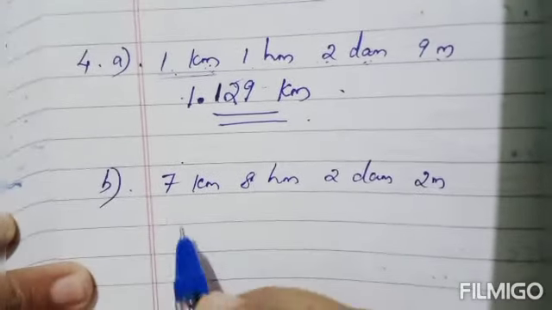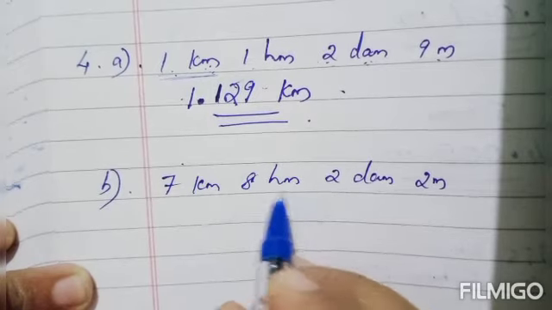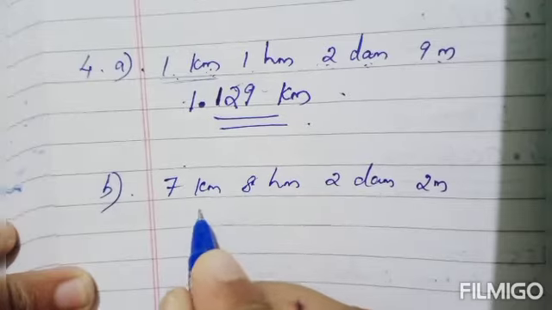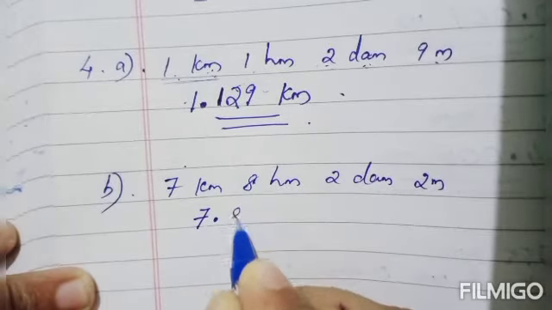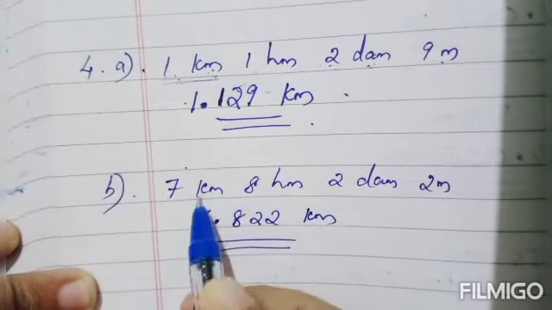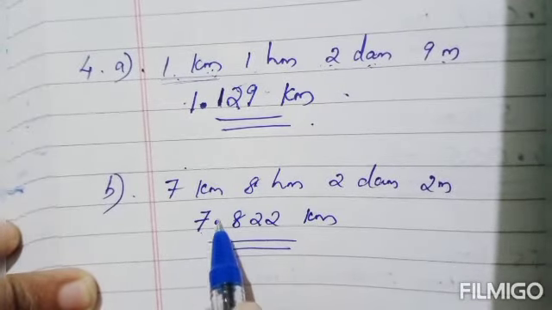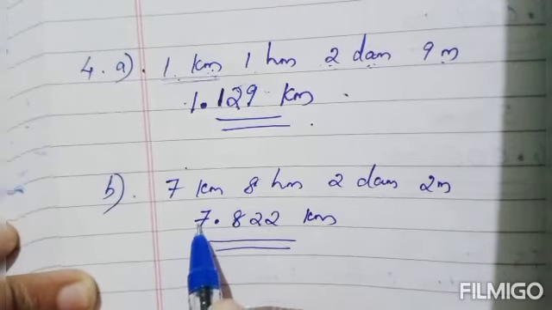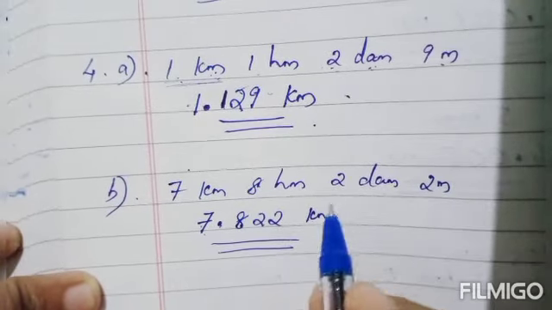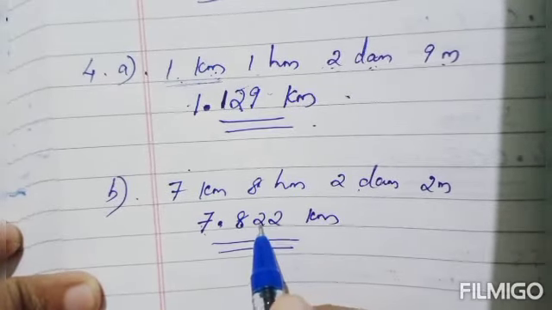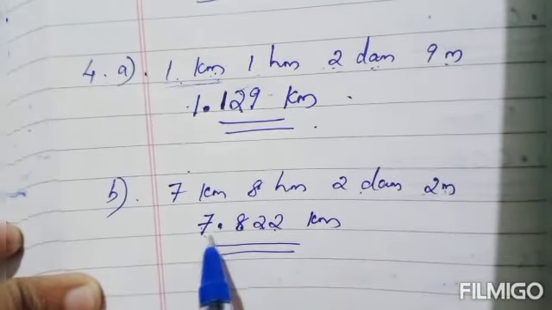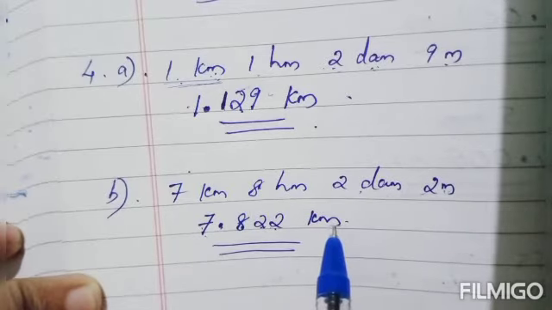Next B, 7 kilometer, 8 hectometer, 2 decameter, 2 meter. So decimal notation it will be 7.822 kilometer. Okay, before the decimal kilometer will come. So 7. 10th place it will be hectometer. So 8. 100th place it is decameter. So 2. 1000th place it is meter. So 2. 7.822 kilometer it will be.